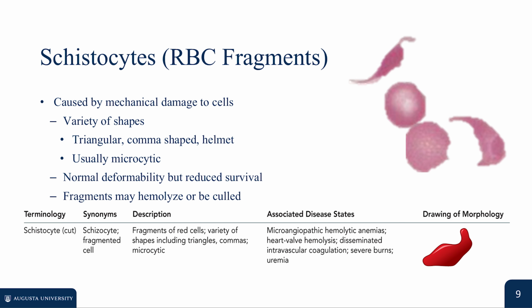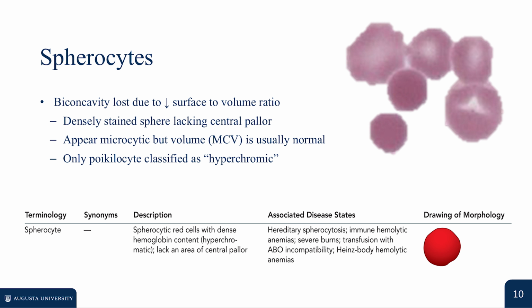Clinically, schistocytes are critical findings in MAHA conditions like DIC, TTP, and HUS, as well as in patients with mechanical cardiac valve prostheses, severe burns, and vasculitis.